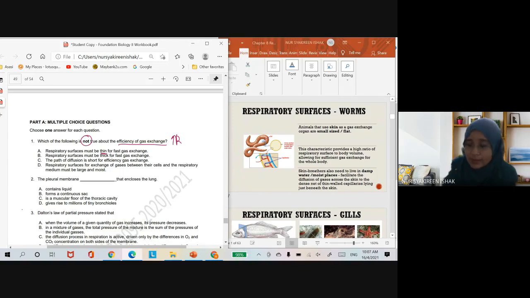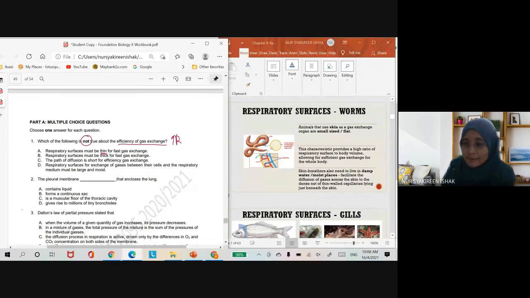So in order to increase R, for gas to diffuse really fast, the respiratory surface has to be thin, and that is another feature of a respiratory surface. So that gas can quickly diffuse across the cell membrane, for example across the wall of the alveolus, which is one cell thick, and into the blood capillary, whose wall is also one cell thick. So the respiratory surface must be really thin.